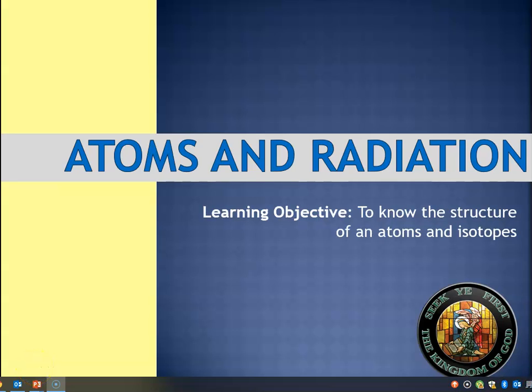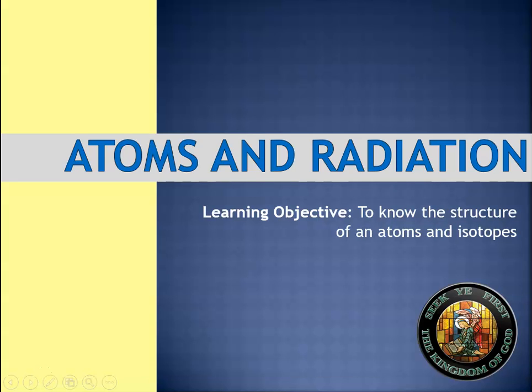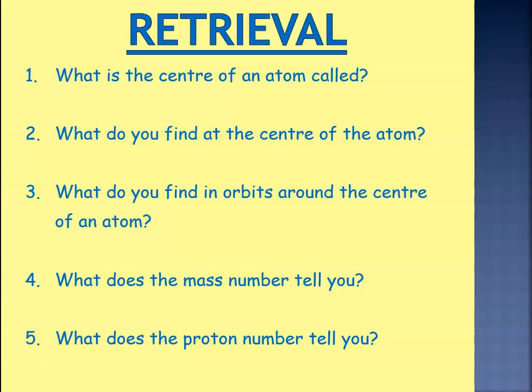Hiya, Mr. Green here. I'm going to be taking you through the first lesson of atomic structure in physics, which is atoms and radiation. I'm going to start with the basics of atoms to know the structure of atoms and isotopes. Quick retrieval practice here, some knowledge that you may know from year 9 or previous years. So pause the video whilst you attempt those 5 questions.